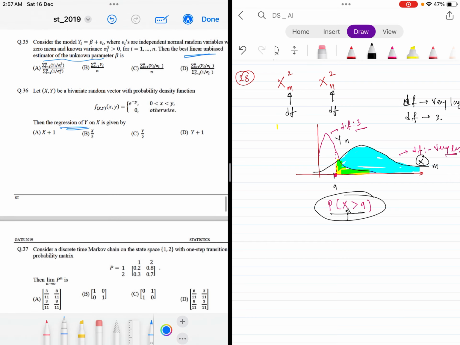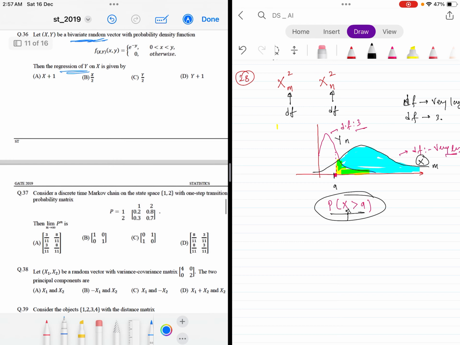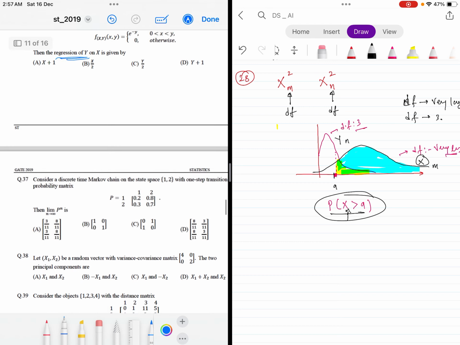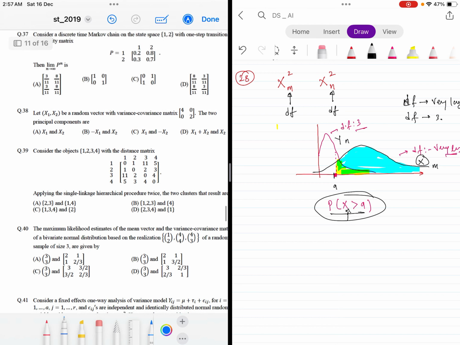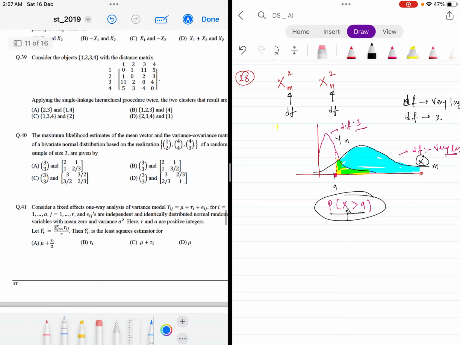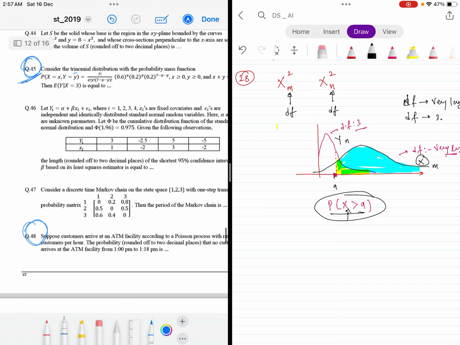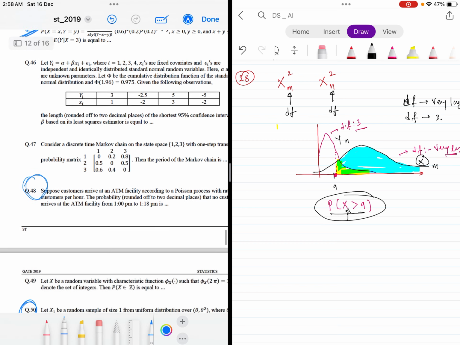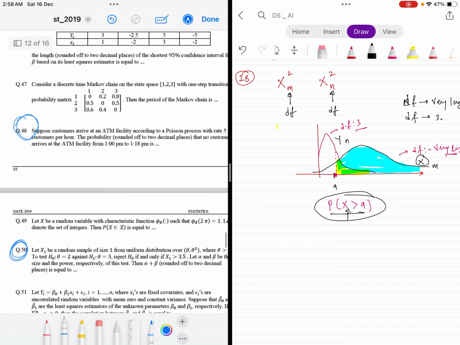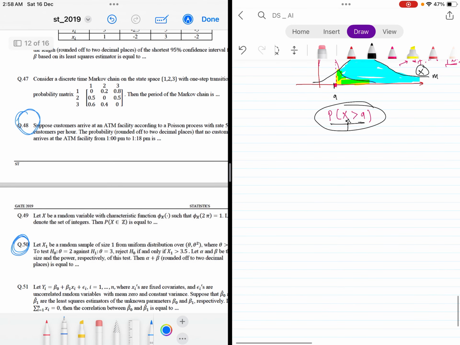I'm not sure about this bivariate random vector, and the regression of y on x, not sure about all these questions. So next, this question I will do tomorrow in the next video. Okay, so let's do question number 48.